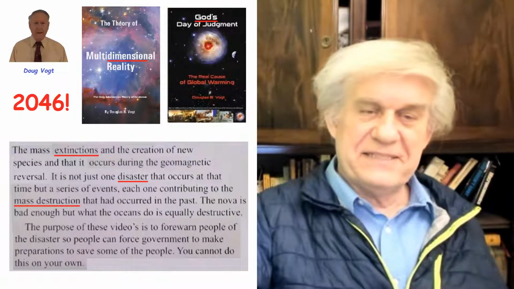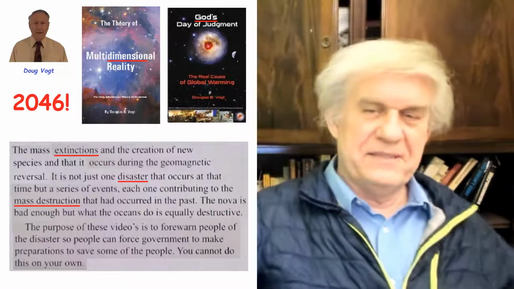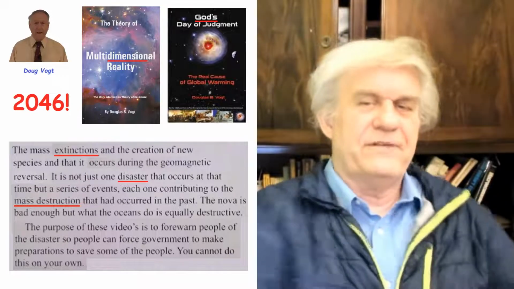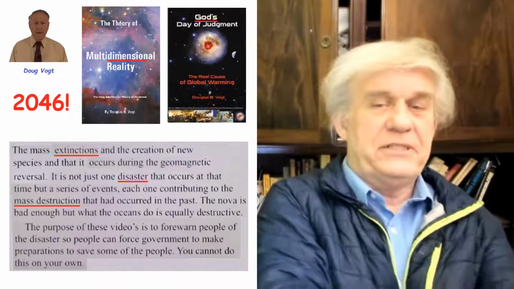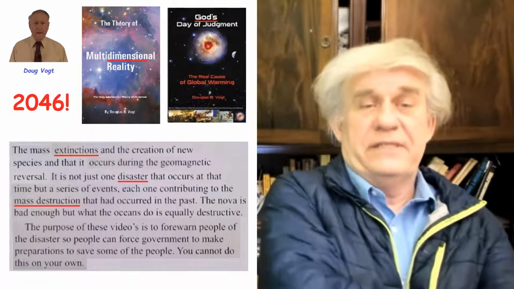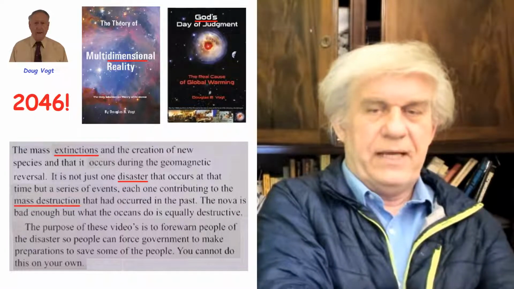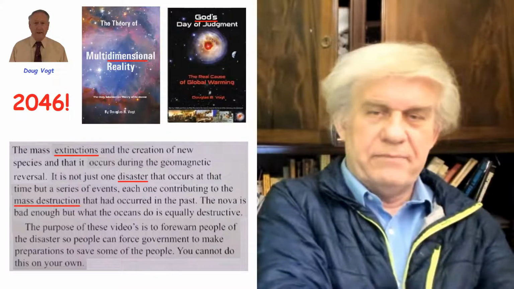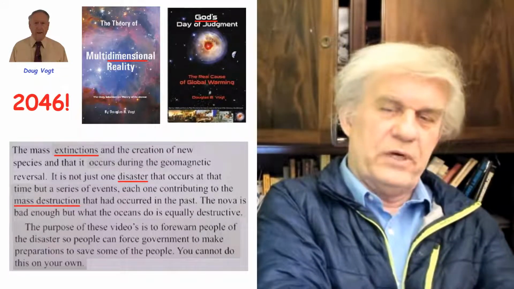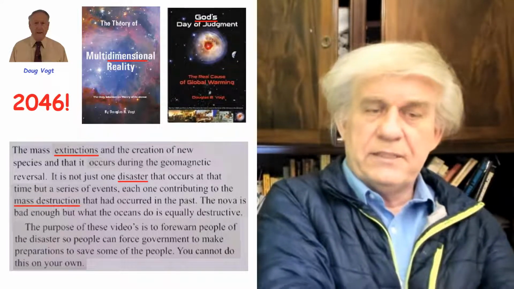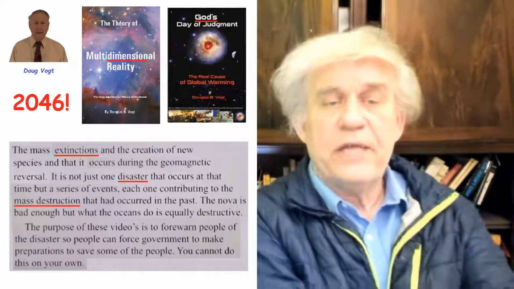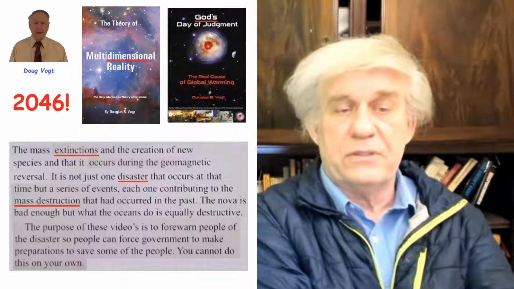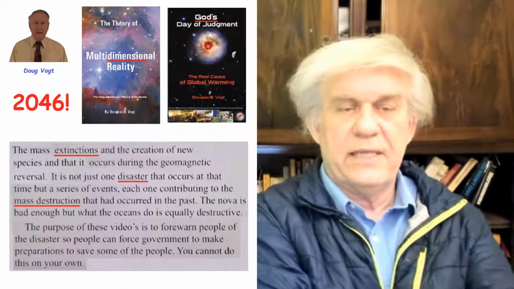The man, he says, this is his general picture, okay, what he's going to say. He says that by the year 2046, we might have extinction on our hands because of what he says in these books, okay? And I'm going to go over that in a minute, but here's kind of like the summary of his goal, or where he's headed with all this. It says the mass extinctions and the creation of new species, and that it occurs during the geomagnetic reversal. Okay, that's the subject matter that he likes to cover.